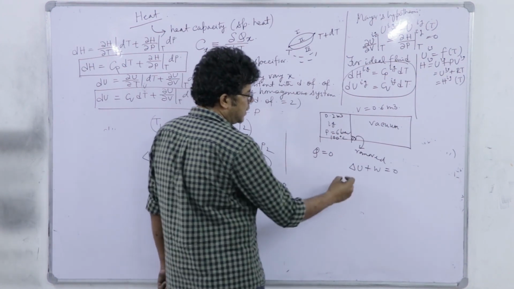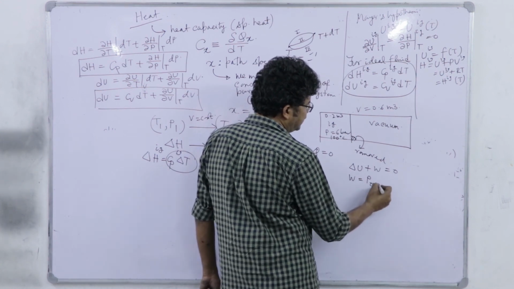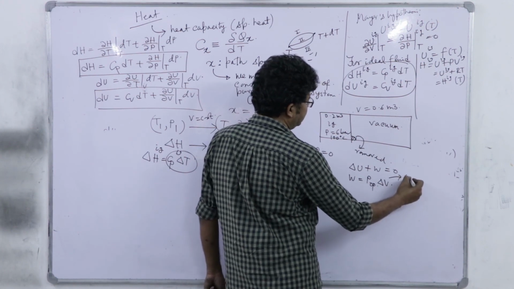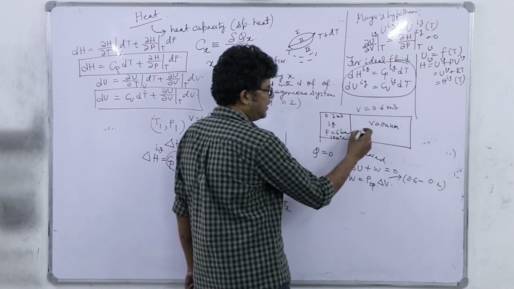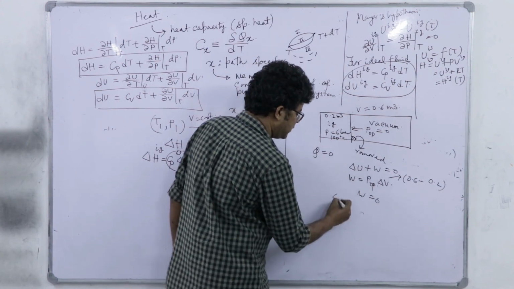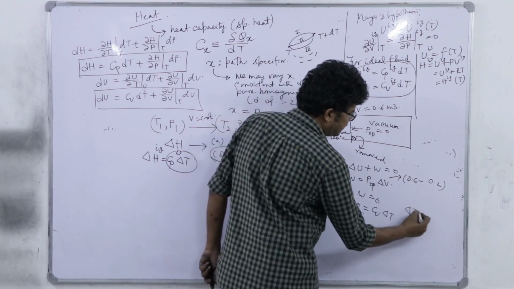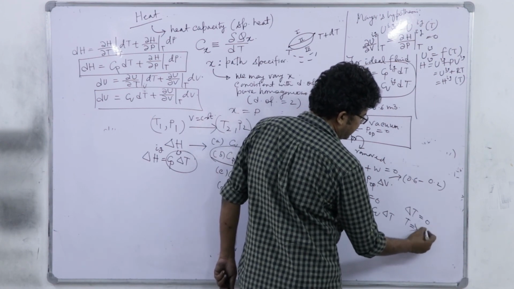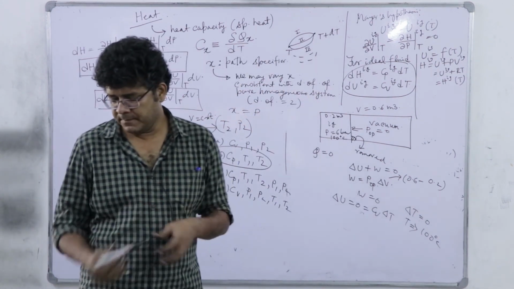Now W is equal to P opposing into delta V, and delta V is basically the final volume 0.6 minus 0.2. However, what is the opposing pressure here? 0. So work is 0. So delta U is 0, and for an ideal gas this is Cv into delta T. So delta T will be equal to 0. So the temperature will be the same, 100 degrees Celsius. So that's the answer. Okay.